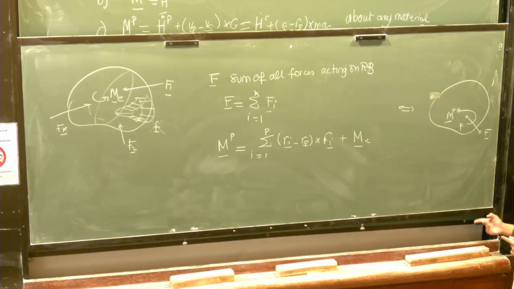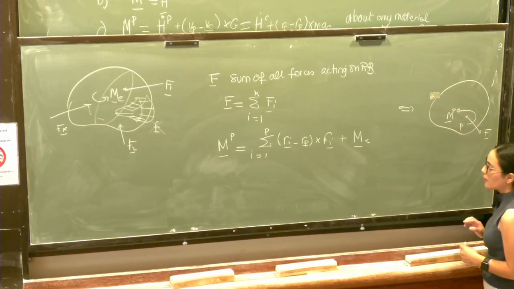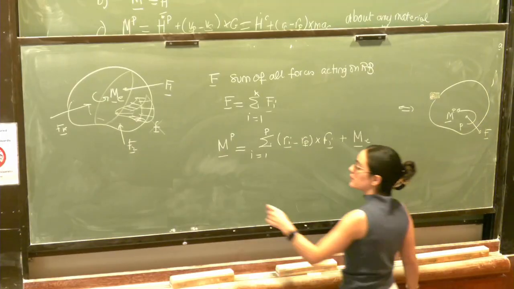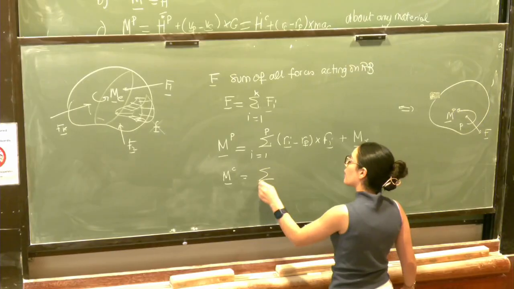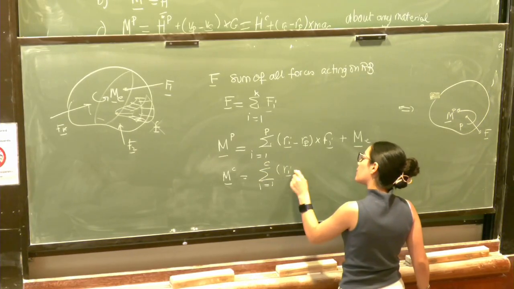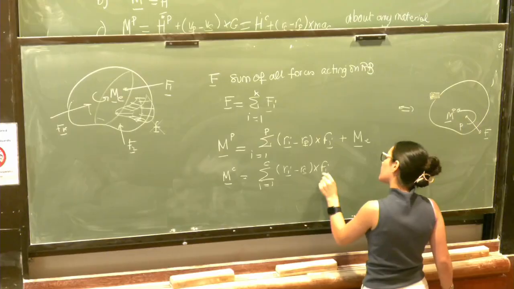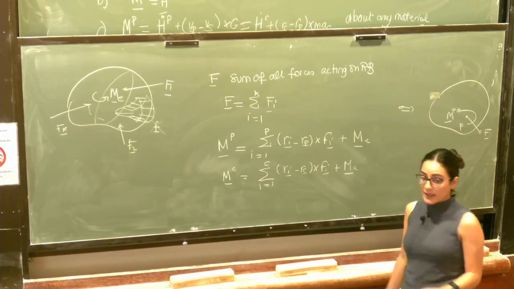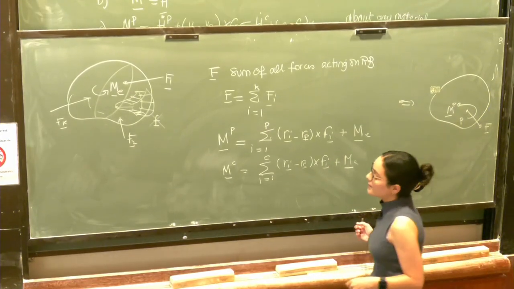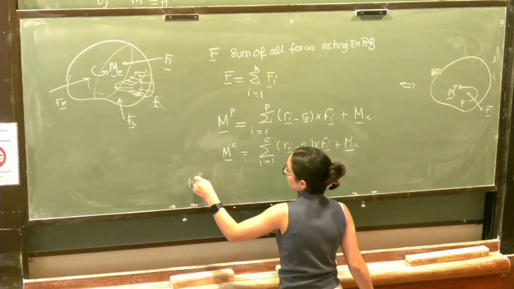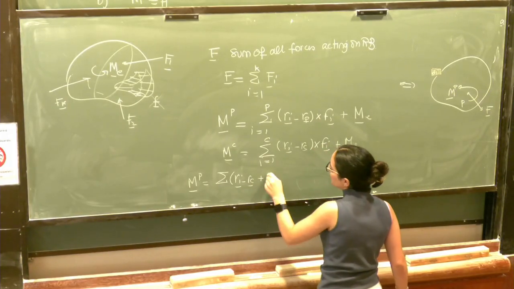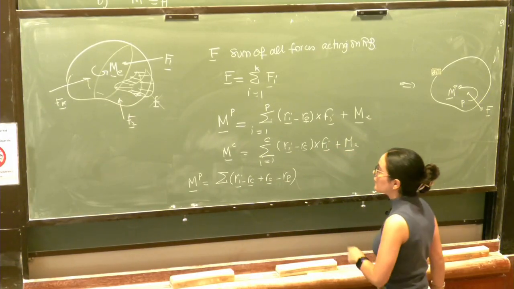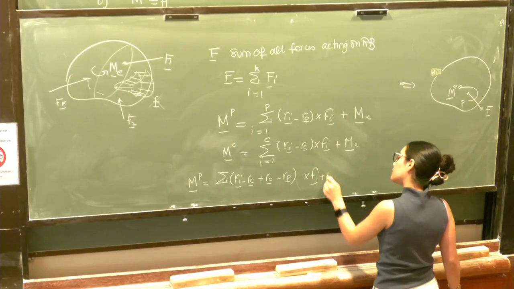This point P in particular could be the center of mass. So for the sum of moments MC about the center of mass, I can take P to be specifically the center of mass C, and I get the sum over i of (Ri minus Rc) cross Fi plus ME. And there's a relationship between these two. I can say that MP is equal to the sum of (Ri minus Rc plus Rc minus Rp) cross Fi plus ME.